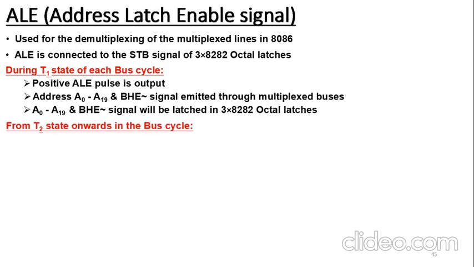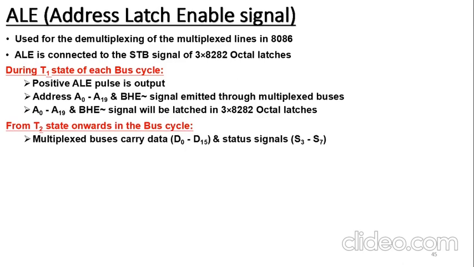Now what happens after the T2 state onwards? From the T2 state onwards in that same bus cycle here, the multiplexed buses will now carry the 16 bits of data D0 to D15 in either direction. Data is bidirectional. And it also carries status output signals S3 to S7. It means that in the bus cycle from the T2 state onward, the multiplexed lines will carry data and status output signals S3 to S7. Even this part we have already covered earlier.